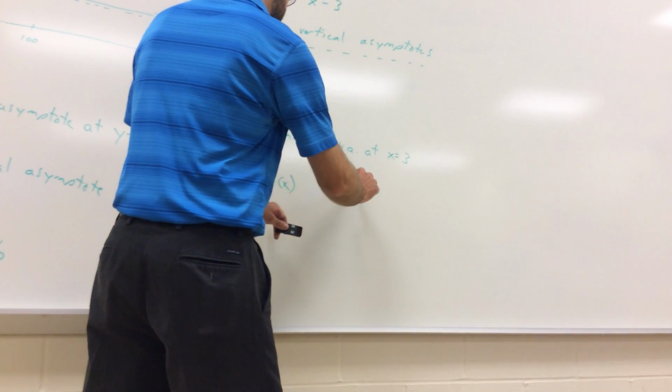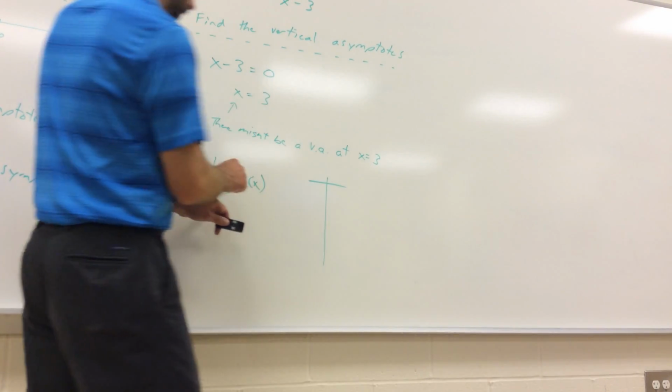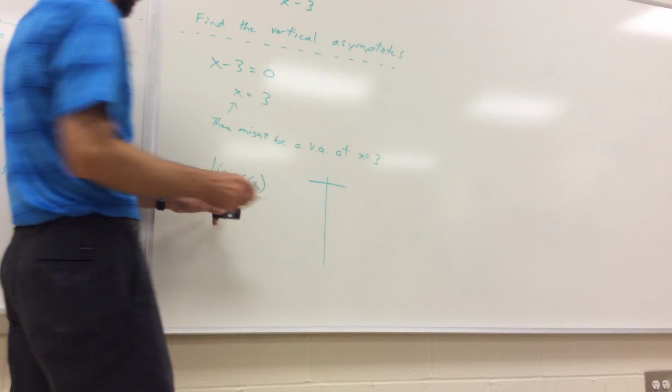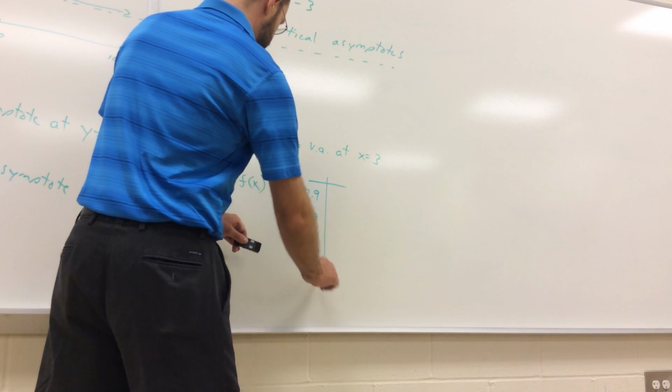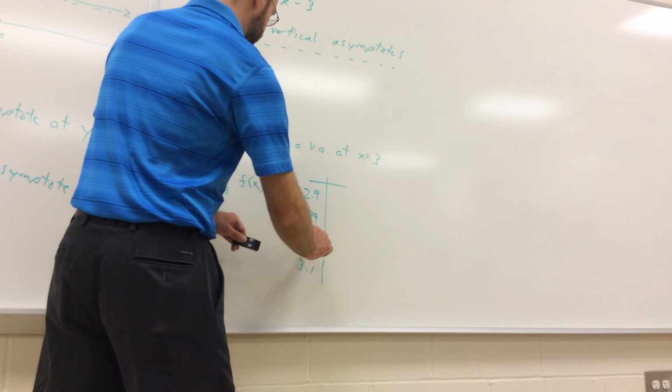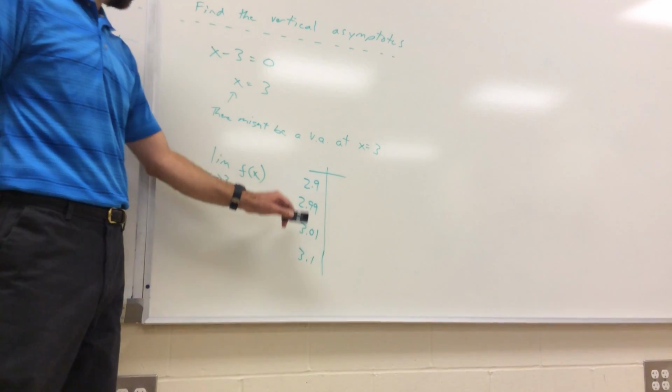Okay, so in order to calculate that limit, you need to pick some numbers that are close to 3. So like 2.9, 2.99, and 3.1, and 3.01.